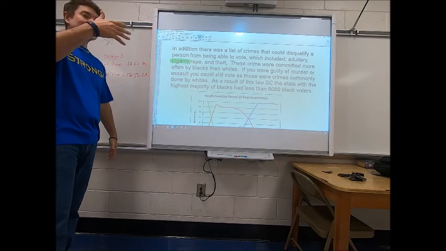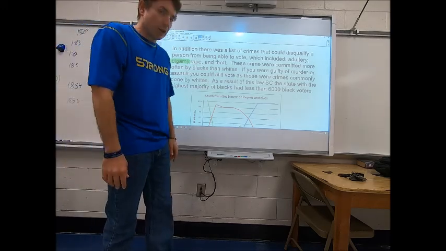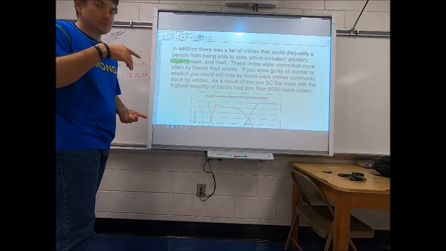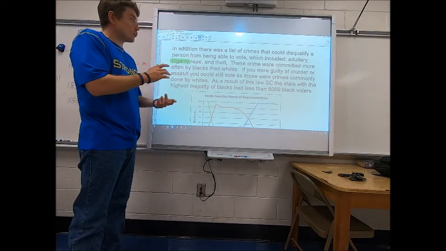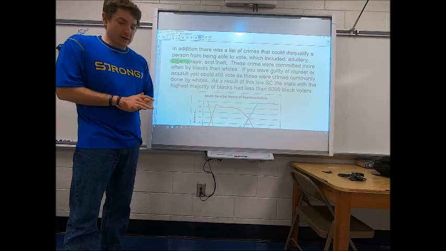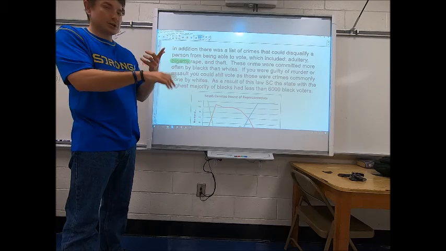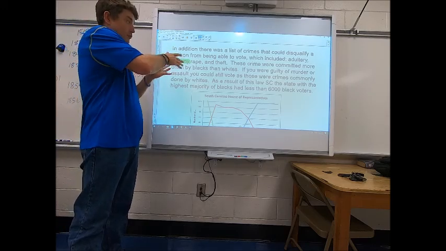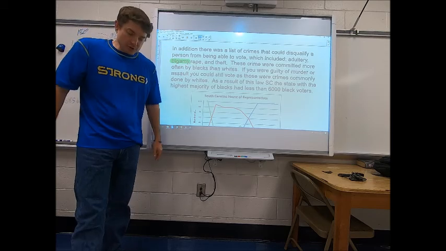In addition, there's a list of crimes that can disqualify you from ever being able to vote. Adultery, bigamy, which means being married to more than one person, rape, and theft were all crimes that would disqualify you from voting. So if you cheat on your husband or wife, if you're married to more than one husband or wife, if you rape someone, or if you've ever stolen, you can't vote.